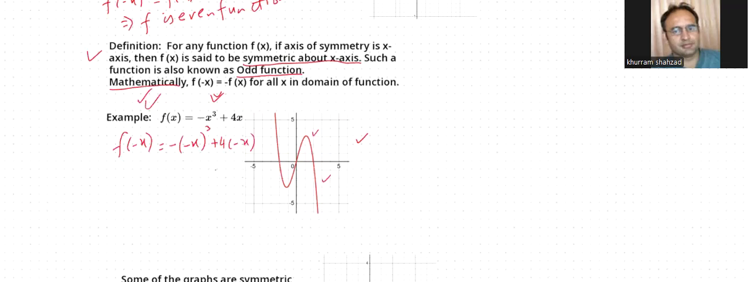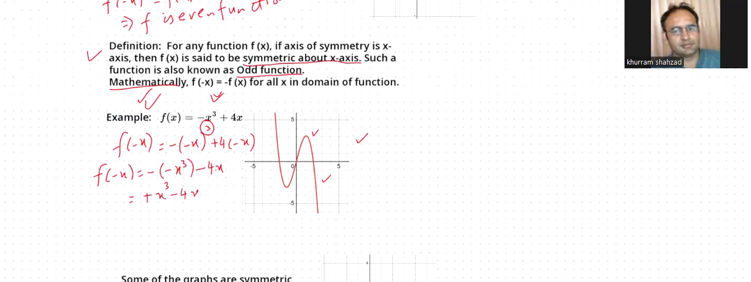So this f of negative x is equal to negative times negative x cubed. If there is an odd power, then the negative sign will remain intact, minus 4x. So this would be equal to negative and times negative. This is plus x cubed minus 4x.